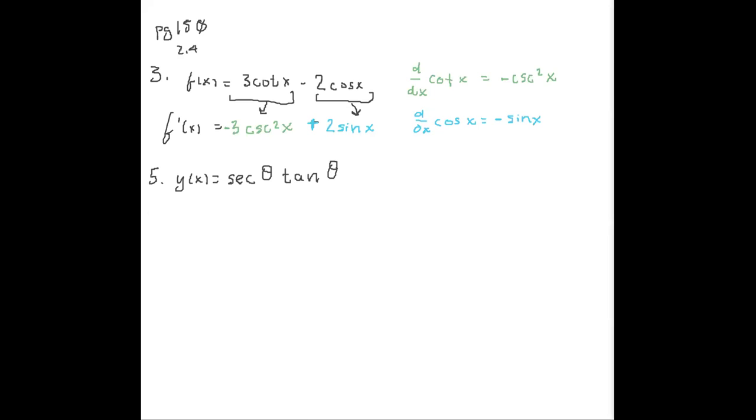What do I have here? I have one type of function multiplied by another type of function. So what rule am I going to want to use from 2.3? Product rule, precisely. If I know I'm using the product rule, I am going to set this up as f of theta is equal to secant theta.